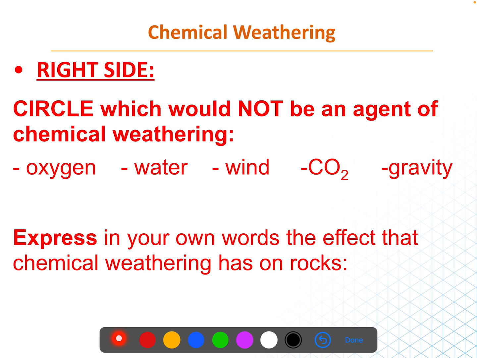So you can go back, think about limestone, think about the different types of rocks that we've talked about, even marble as well, and express in your own words what chemical weathering can do to those rocks and some possible impacts as well. So that concludes the chemical weathering portion.